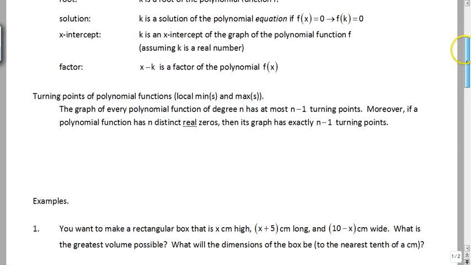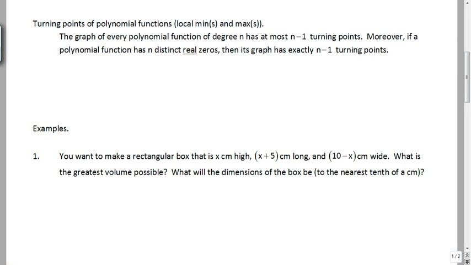So, a quick little lesson about turning points. We know those as our local mins and our local maxes. Now the number of turns is always one less than the degree. So if we have an x to the fourth graph, it could have 3 turns. Okay, and that's how many distinct real zeros it could have. So if it has x to the fourth, then you can have 4 different zeros made up of 3 different turns. So those are just some little background pieces of information for a polynomial function that we've talked about before.